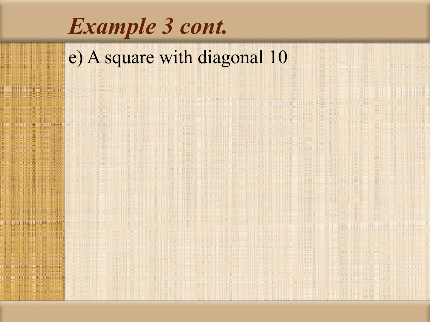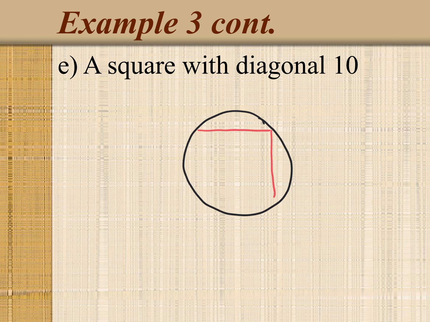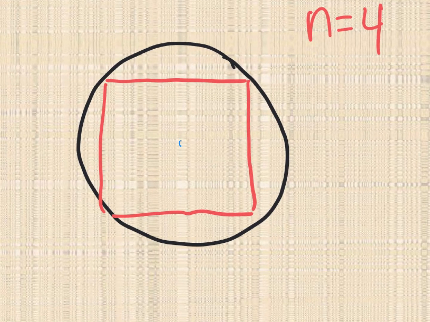Okay. So we now have a square inside of a circle. So draw your circle first. Draw your circle. And then draw your square. How many sides does a square have? 4. So what variable do I know right now? N equals 4. Okay. And then it tells us the diagonal of the square is how much? The diagonal of the square is 10 units.